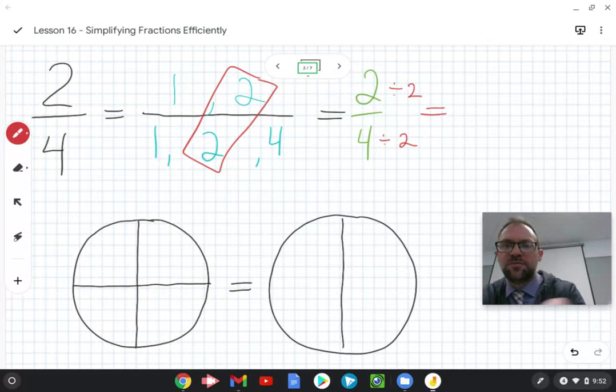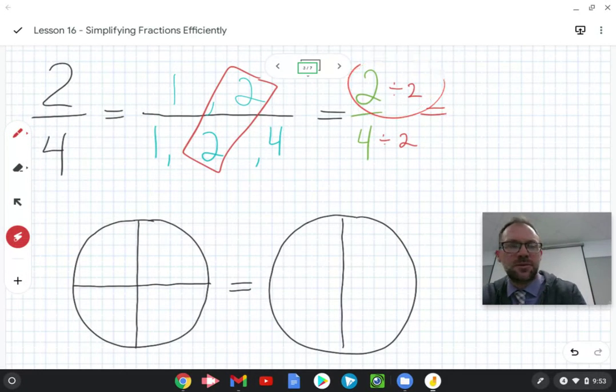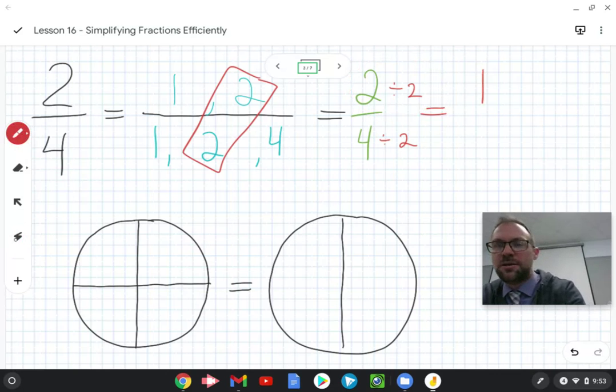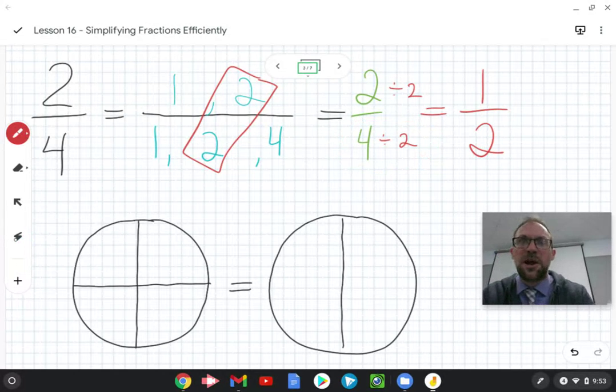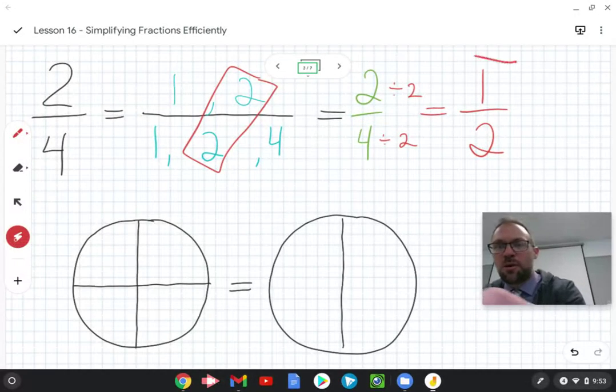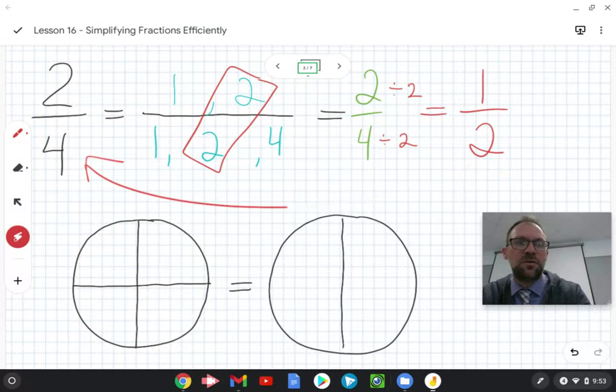What do we get? Well, 2 divided by 2 equals 1, and 4 divided by 2 equals 2. We're done. We've just found that 1/2 is the simplest form of 2/4.